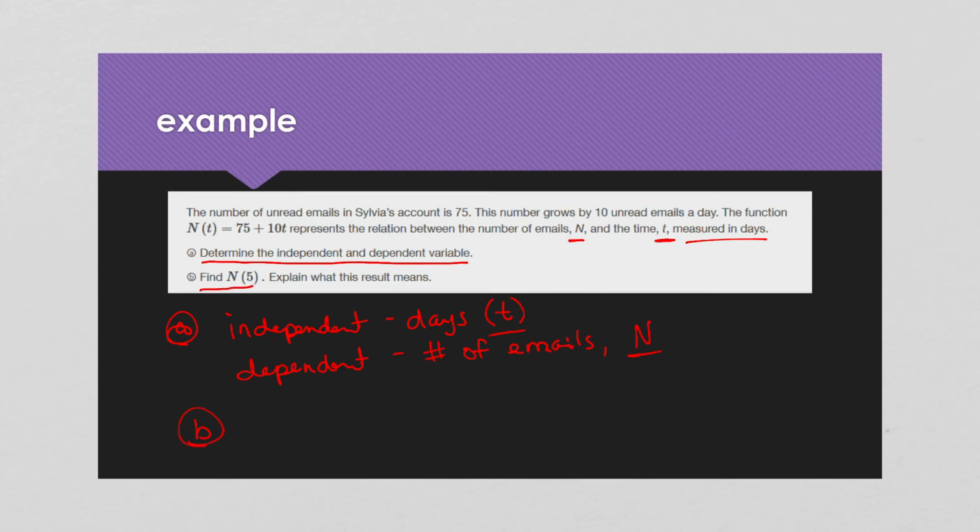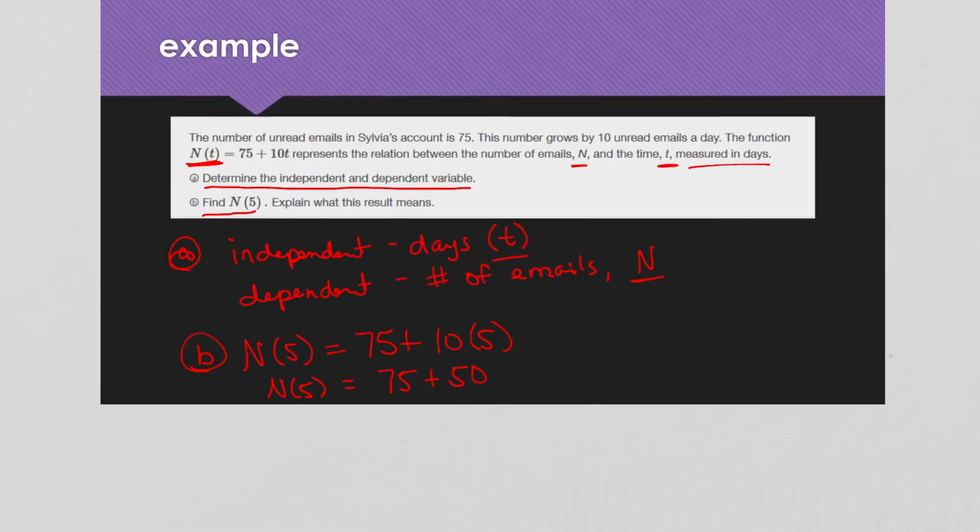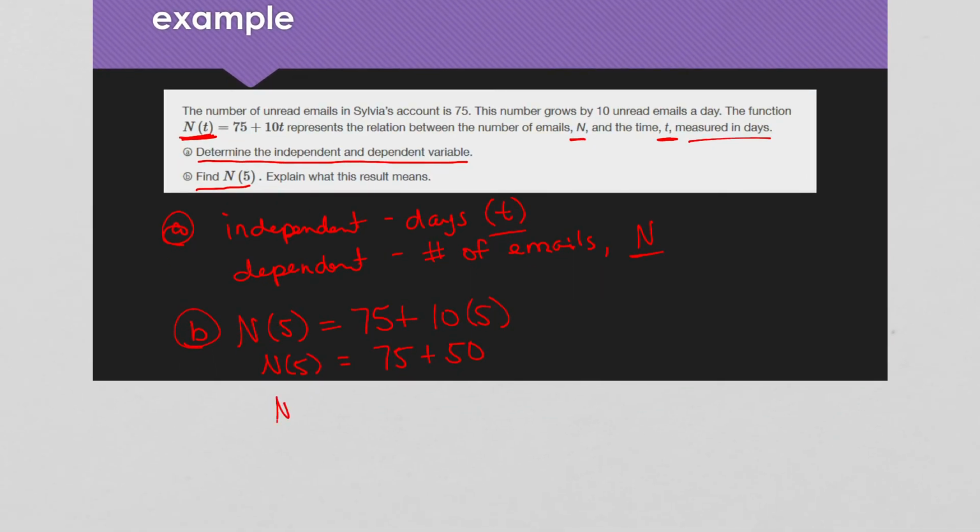find N of 5. So we're going to put 5 in where we see T. So N of 5 is equal to 75 plus 10 times 5. So N of 5 is equal to 75 plus 50. N of 5 is equal to 125. So what does this mean in this case? After 5 days, her number of unread emails is 125.